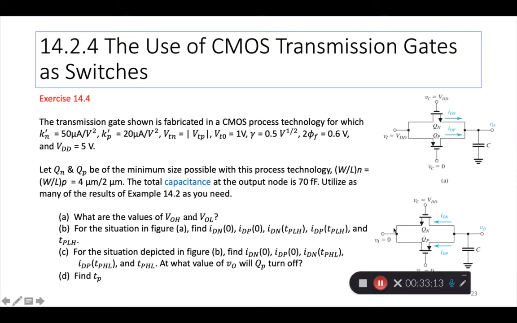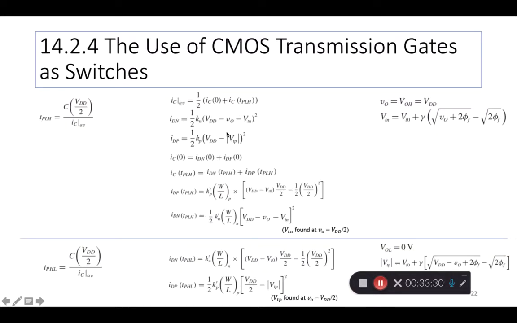Similarly, for figure B, you have to find IDN, IDP, and then IDN at the time high to low, because this is discharging, and then find TP. So all these things to find, you need a lot of formulas, and I thought I would capture all the necessary formulas both for the upper portion going high and the lower portion going low.